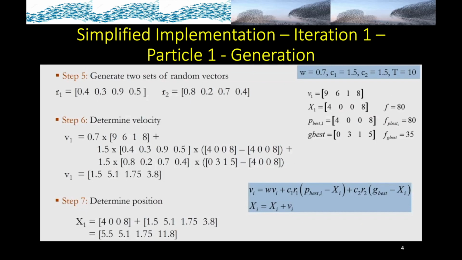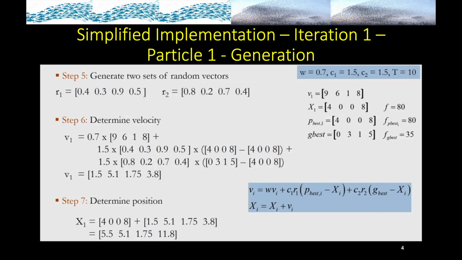What we have done so far is set out the inertia variable, the acceleration constants, and the number of iterations. Now we need to generate two sets of random vectors for this particular run. Let's suppose that we generate R1 and R2. Note that this is going to be a 1 cross 4 vector. Since there are 4 variables, this will be a 1D vector array. The values of R1 are 0.4, 0.3, 0.9 and 0.5. They have to be between 0 and 1. Similarly for R2, the values are 0.8, 0.2, 0.7 and 0.4. These are randomly generated vectors.